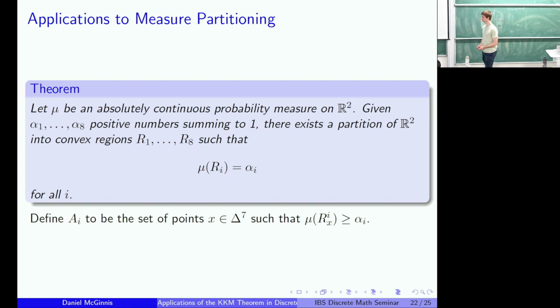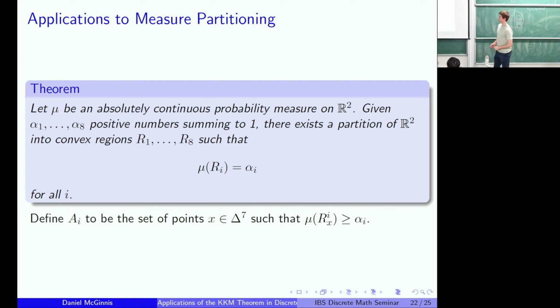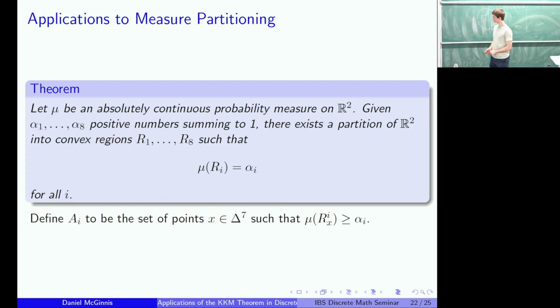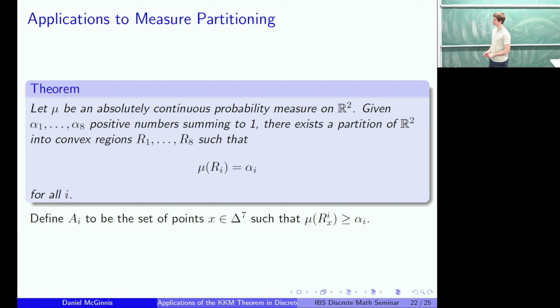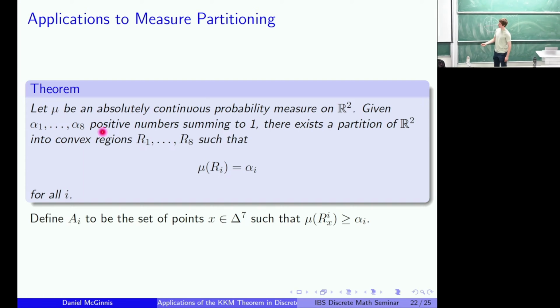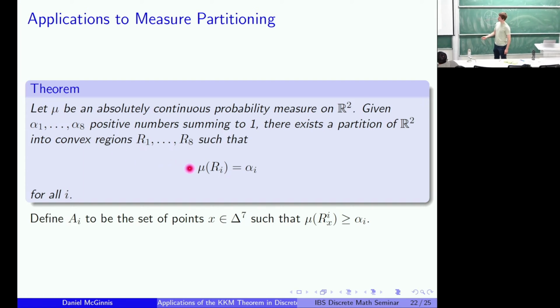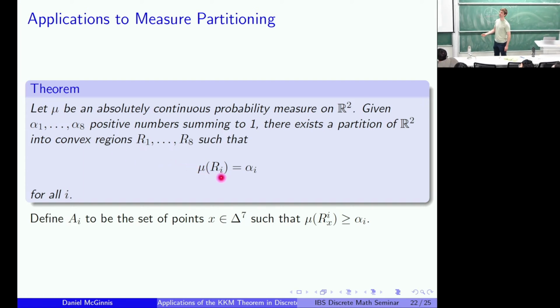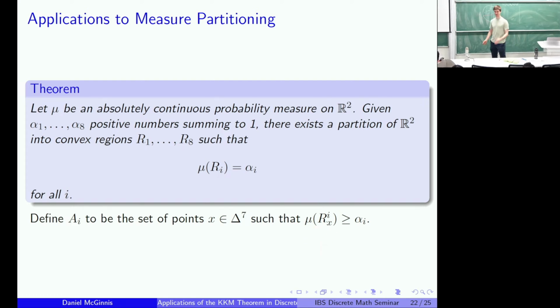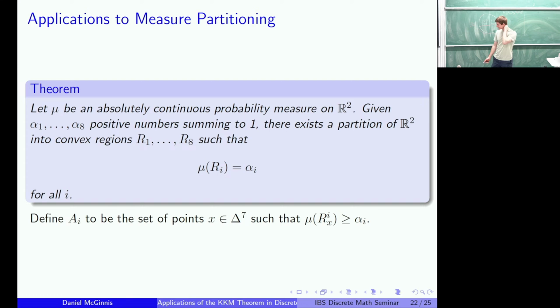Can you use more than one measure? Sort of. Yeah, if you had say 8 measures, then you could prove, for example, that mu I of Ri is at least alpha I for all I, but not equal, I think. And I think that's what you were saying earlier. Yes.